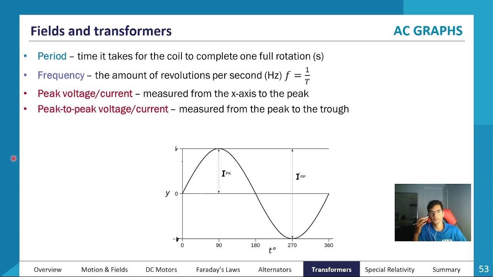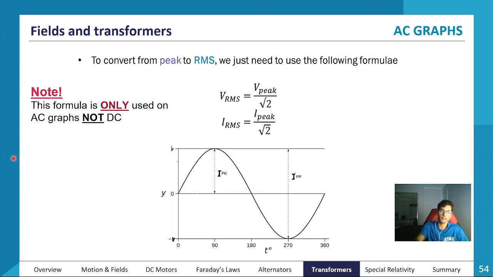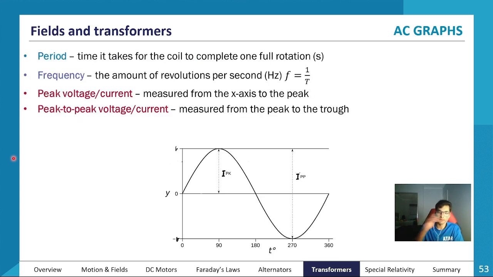To find the average of the graph, we use this formula, where the voltage RMS, which is basically the usable voltage, is equal to the voltage peak divided by root of 2. And the peak voltage is measured from the y-axis, 0, to the maximum height. So the peak voltage goes from here to here, from here to here.